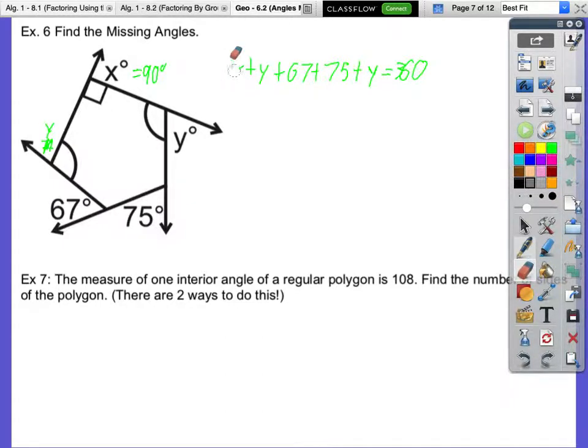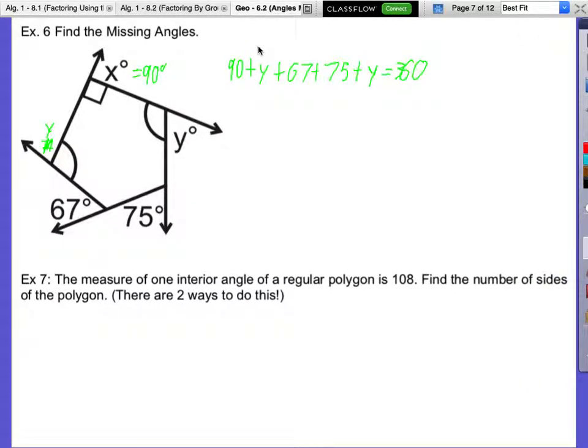So can we also change this out here in the equation for x? Yeah. So now can we have 90 plus y plus 67 plus 75 plus y equals just 360? And we found x in this process. So we found x is 90, and then we can combine like terms and get 2y plus 232.